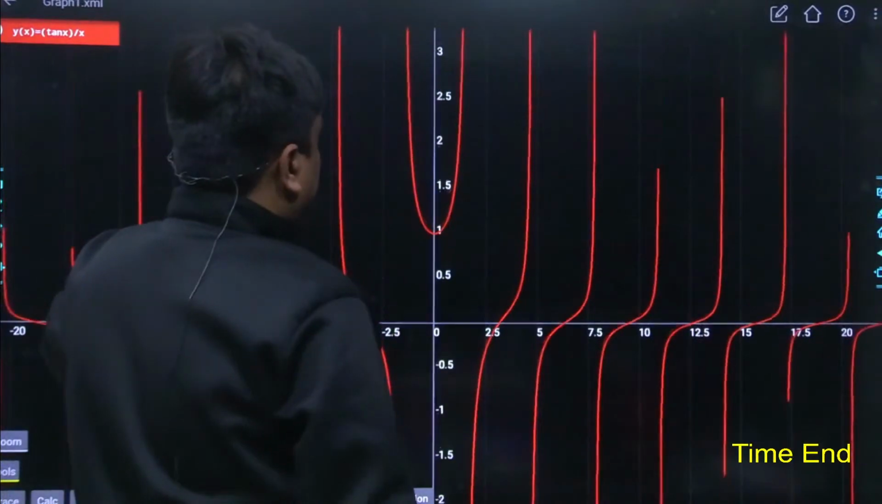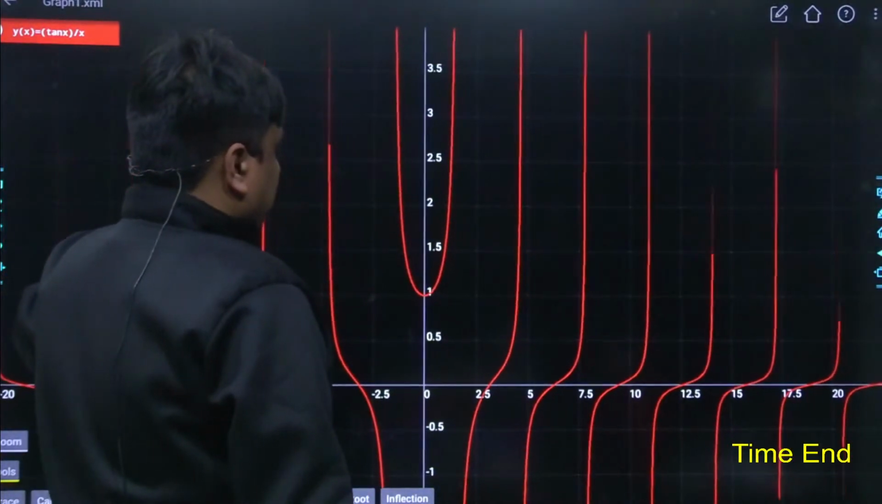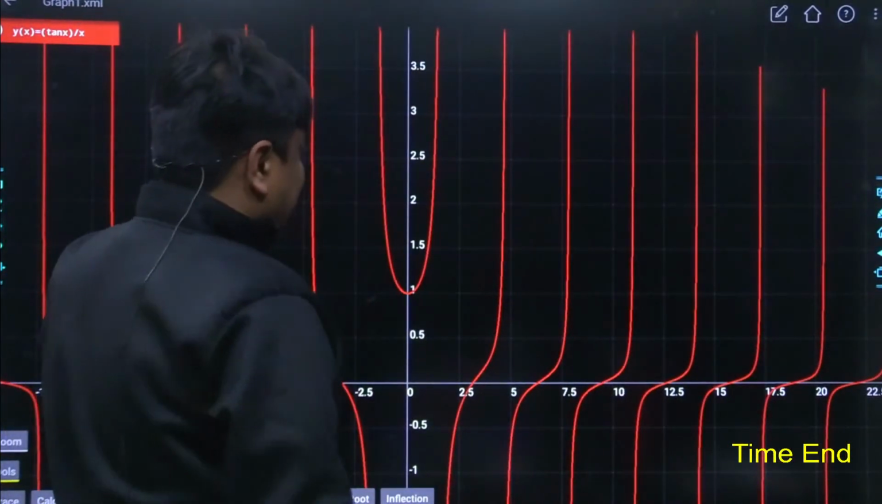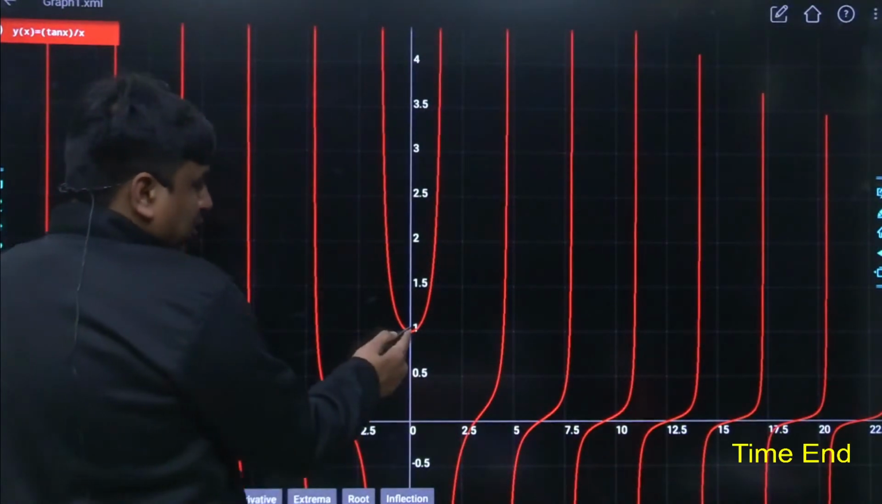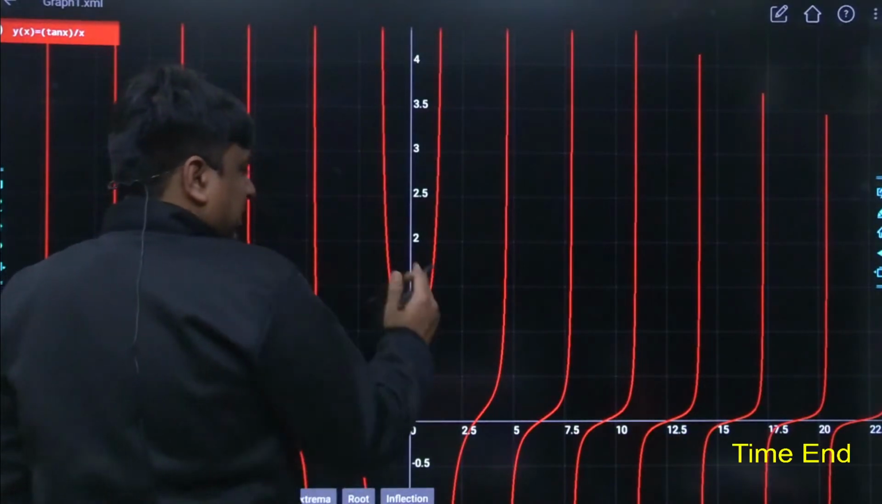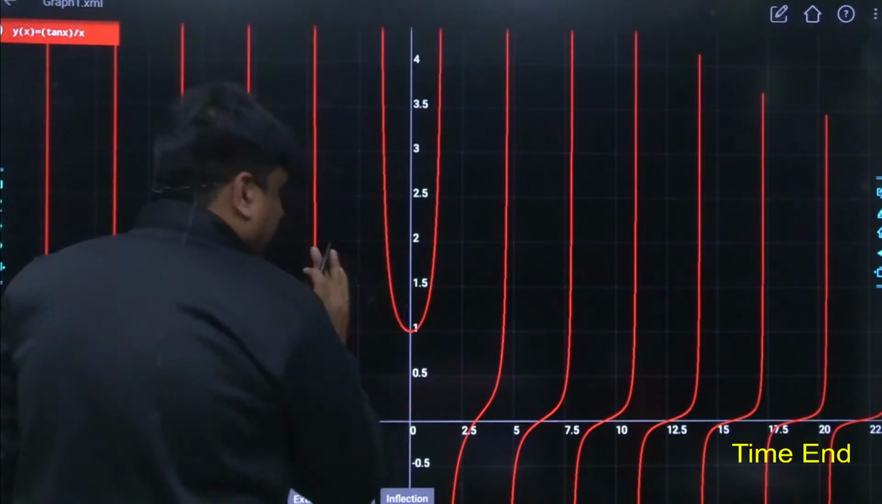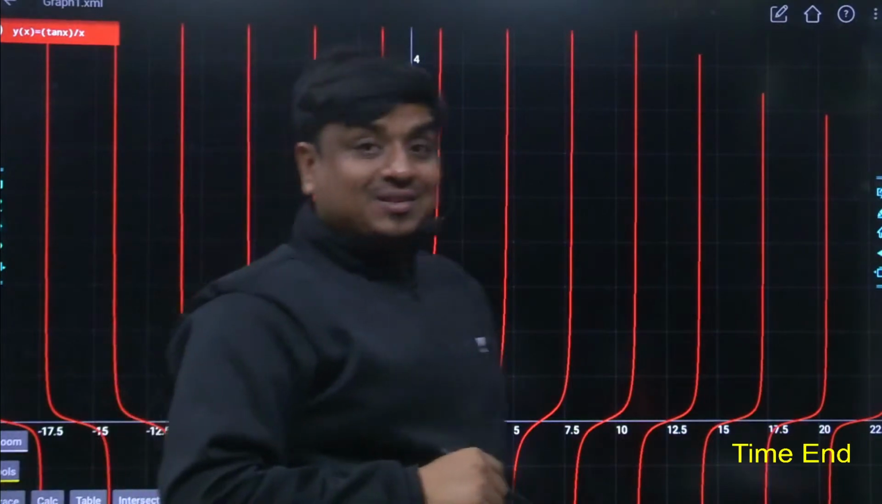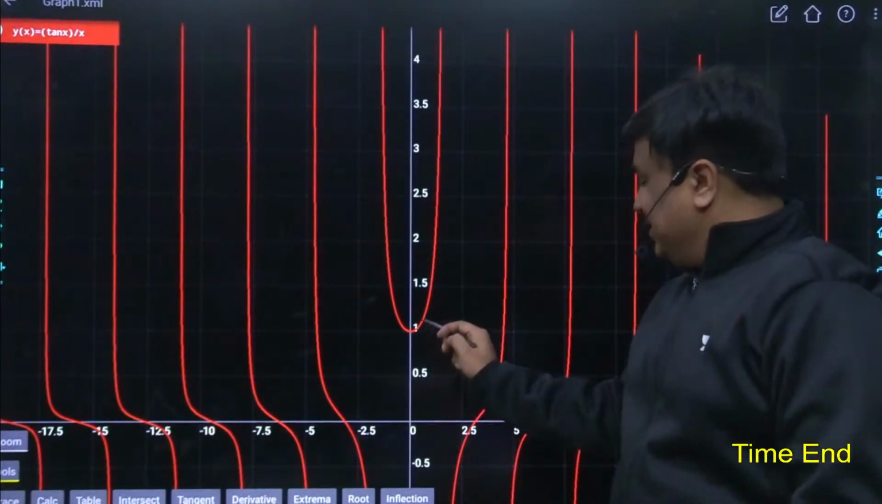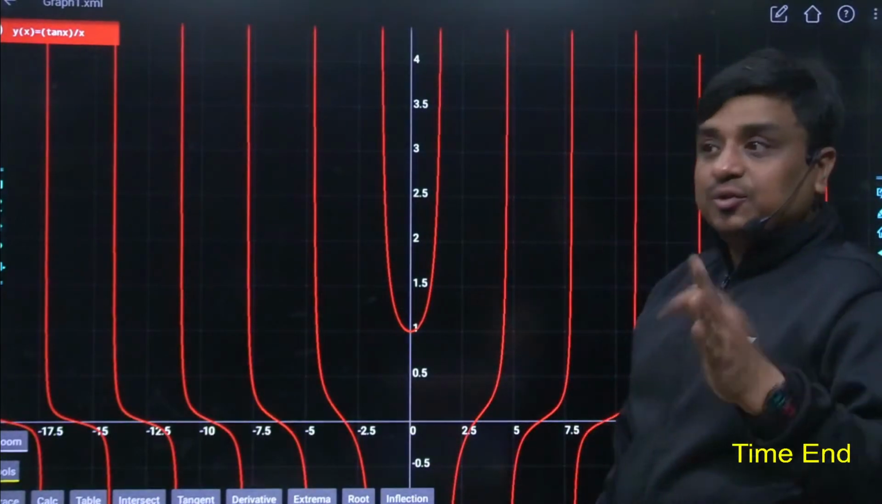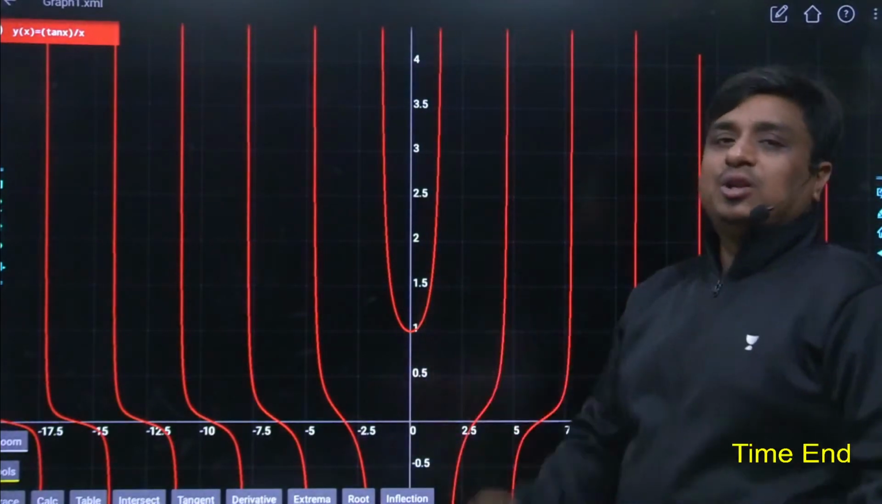See, you must have seen it. Intermittently, the function is discontinuous, but at least at x equals 0, the function is continuous. How did I know the function is continuous? If you see at x equals 0, there is no disruption in the function. There is no sudden change in the function. And as there is no sudden change, obviously the function is continuous, and by default the limit does exist.